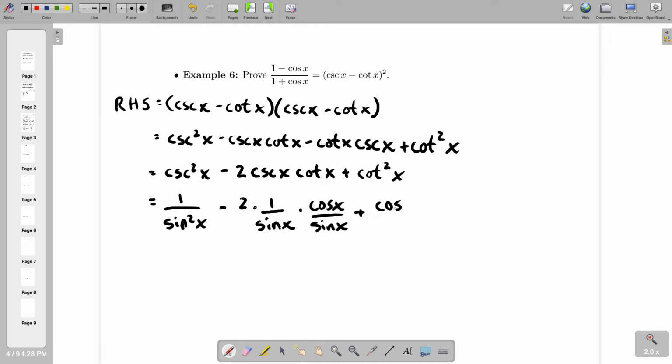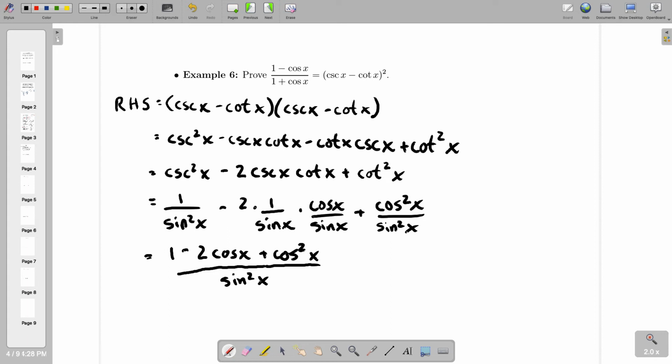And so one nice thing that's happening in this problem is that we do have the same denominator all the way around, sine squared x. So I can immediately write this all as one single fraction, which is good because the left side has one single fraction. So this will be 1 minus 2 cosine x plus cosine squared x, all divided by sine squared x.